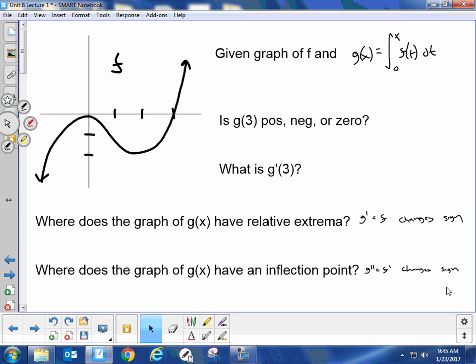Discuss, discuss, discuss. Help each other. You'll remember these types of problems. Just plug in 3 for which one?